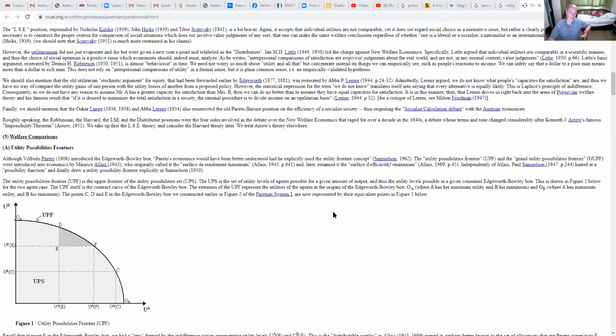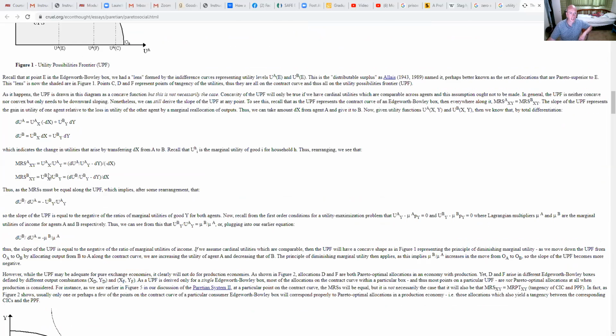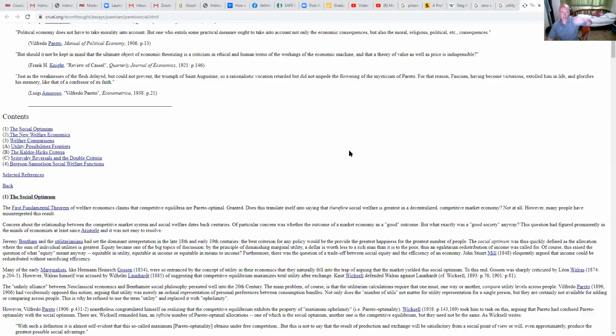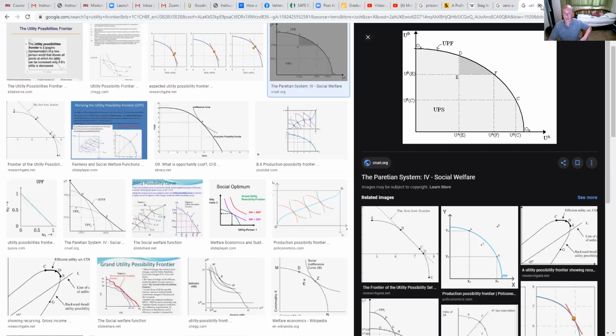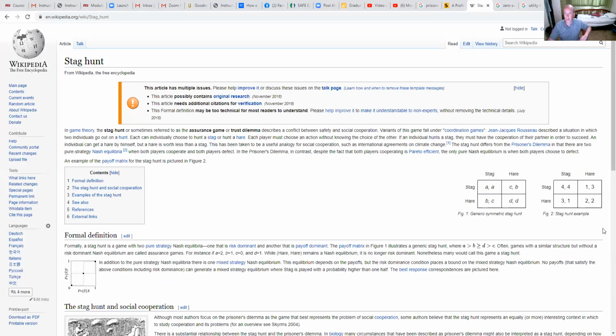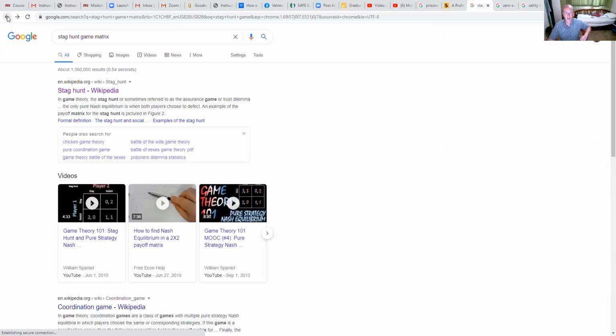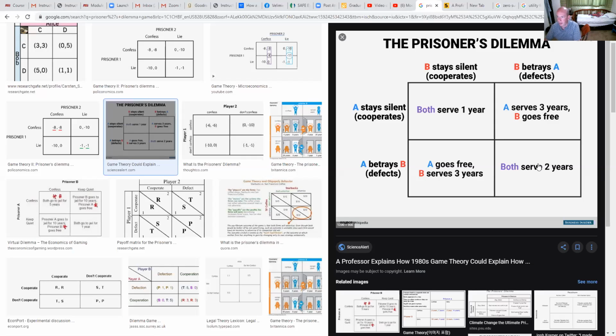Let's see. This is where I got that. Well, I was looking for it just to remind myself, but here's what I just drew, but maybe slightly better. And this is also applied to something quite different, right? This is applied to social welfare instead. Let's have a look now. I had the stag hunt, but I didn't like the Wikipedia page of it. Where did I have the prisoner's dilemma? Okay, this is the best prisoner's dilemma illustration I found.